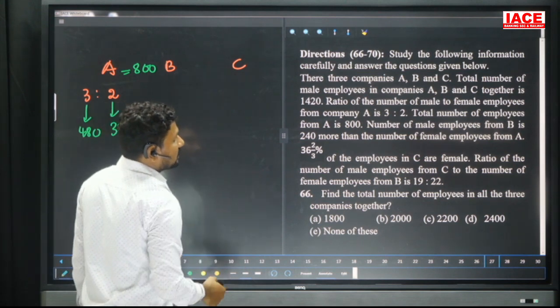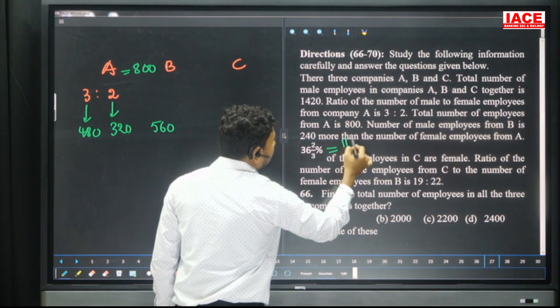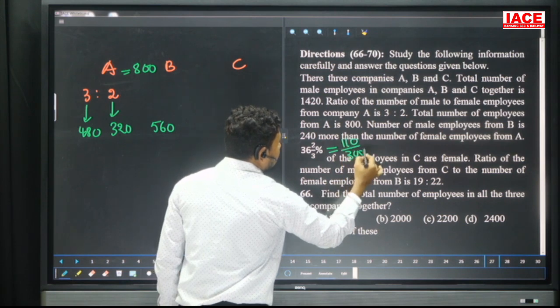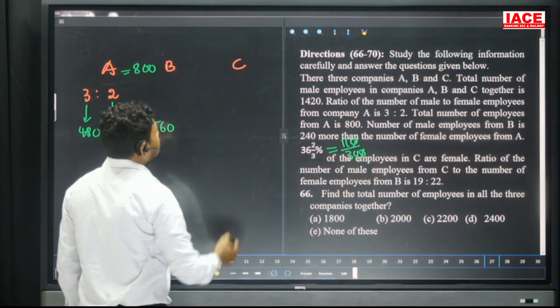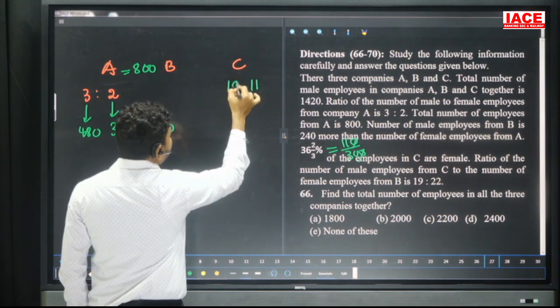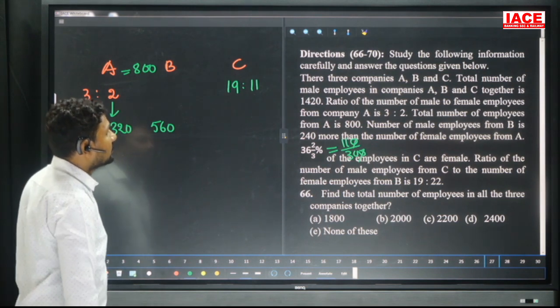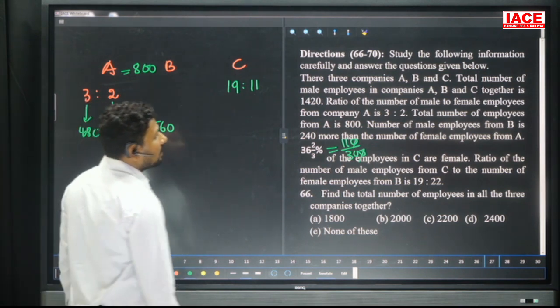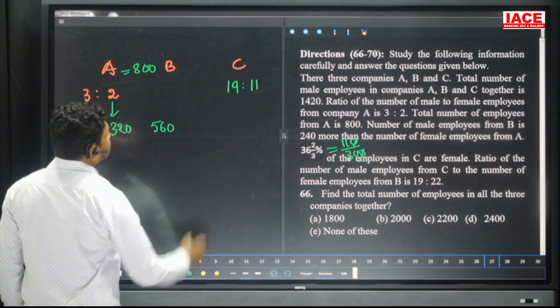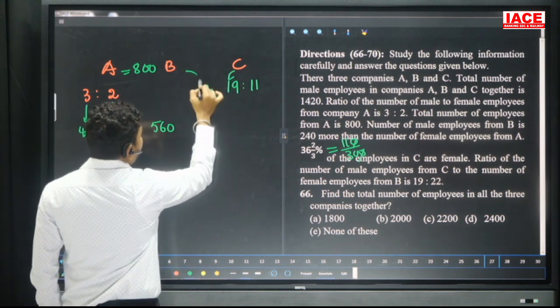And next, 36 2 by 3 percentage of the employees in C are female. 36 2 by 3 percentage we can write as 110 by 300. Double zero cancel. 11 parts belong to female and 19 parts belong to male. 19 plus 11 is equal to total 30. And the ratio of the number of male employees from C to the number of female employees, what is the ratio? 22. This is B is 22 and C is 19.